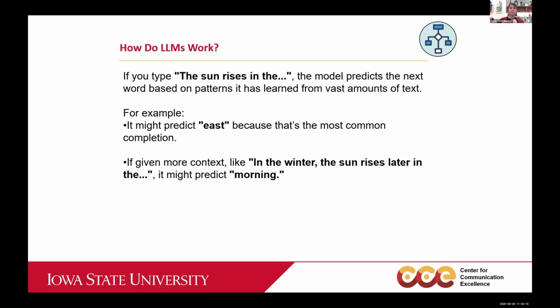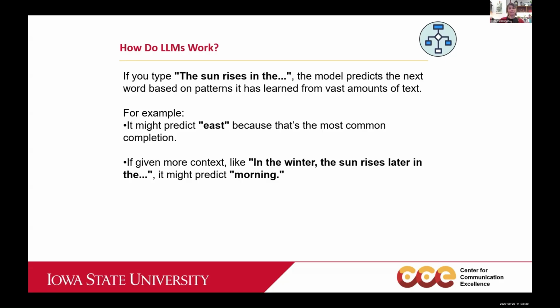And then, like we were talking about earlier, if given more context, it might give a different answer. So if you added more words to the input, "in the winter, the sun rises later in the," then it might predict "morning." So this is how context changes it.